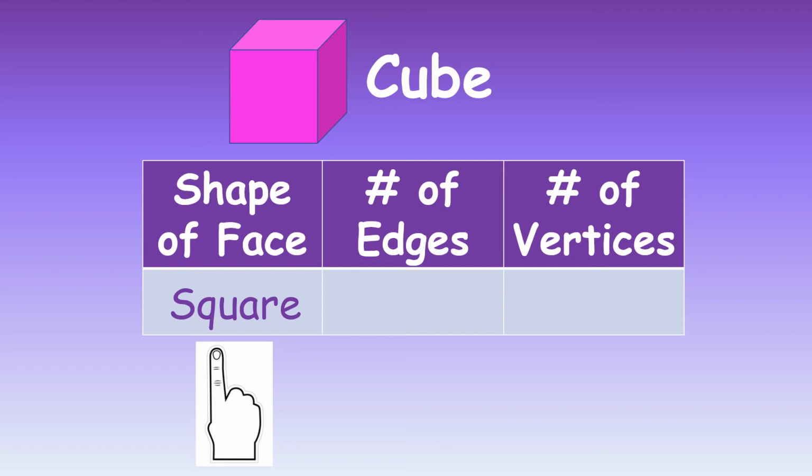How many edges does a cube have? A cube has 12 edges. That's a lot. Stand up and do 12 squats. Ready? Go.